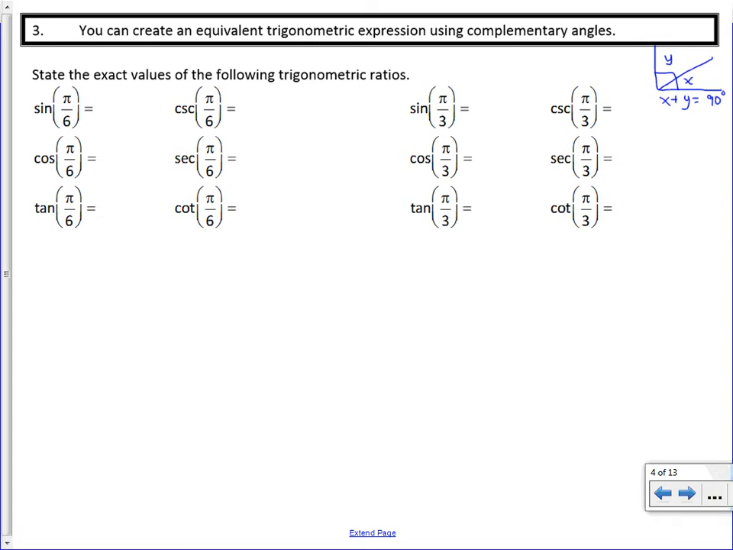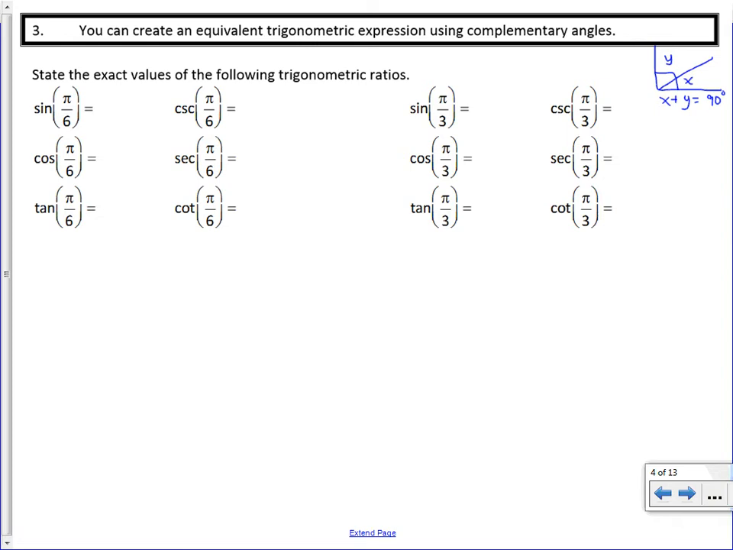So what I'd like you to do to warm up for this, to see what this rule does, let's fill in all of the exact values for these 12 trig ratios. All of these are of the special angles pi over 6 and pi over 3. So you shouldn't even need your unit circle anymore. Your unit circle should be right in your brain.